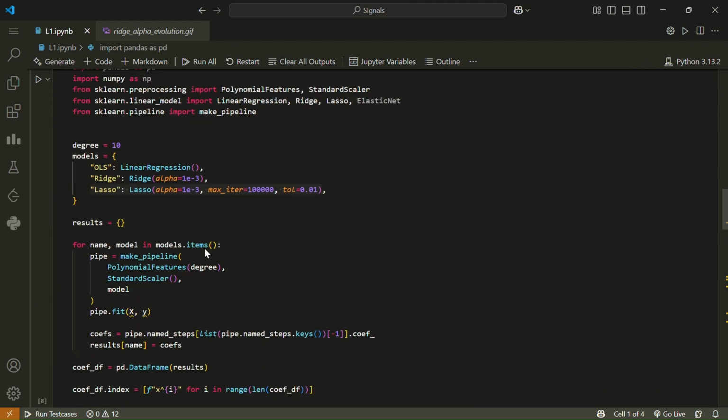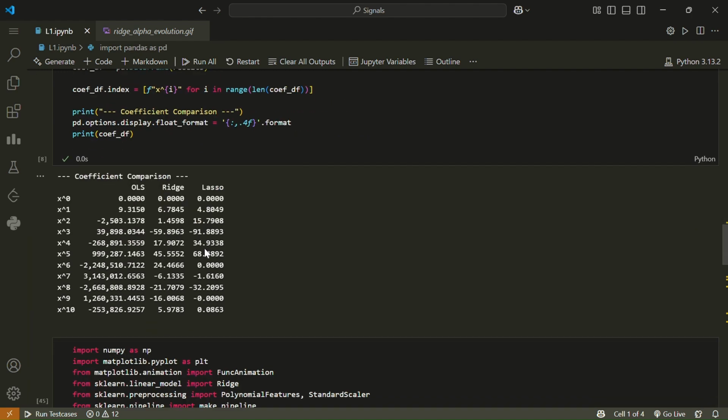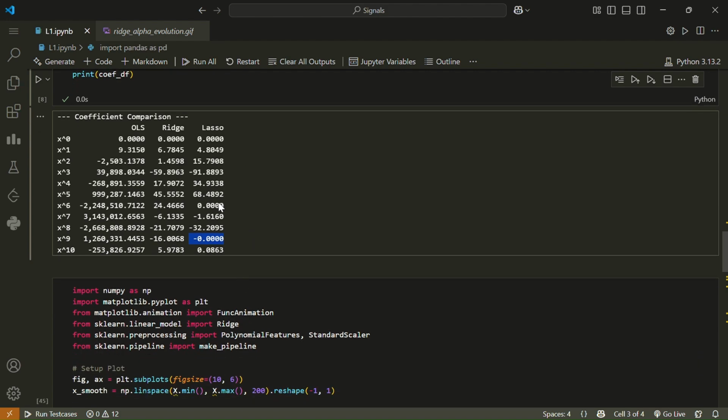So the next code is to compare the coefficients. As you can see, OLS has very high coefficients, which will lead to overshoot. Ridge has no feature selection. It has non-zero coefficients for all of these terms. And Lasso offers feature selection with 0 as the coefficients of the terms that are not very important for the data. So it offers feature selection, forcing coefficients to be exactly 0.